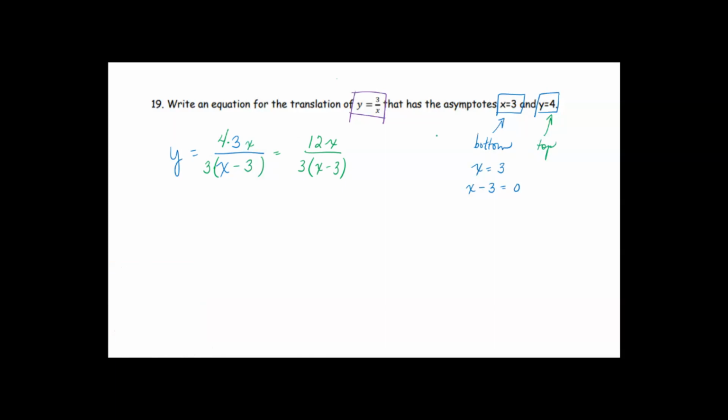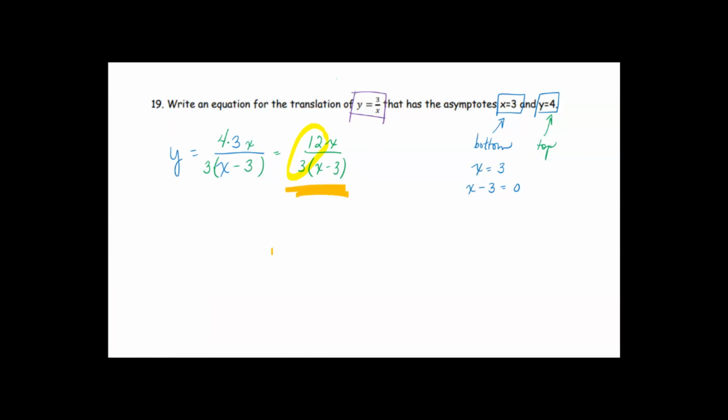Vertical asymptote at x equals 3. You can see my x minus 3 is right there. The horizontal asymptote comes from what we call the leading coefficients. See, that's why I needed these two to divide to give me 4. And that's taken care of with this function. So this would be my final answer here.